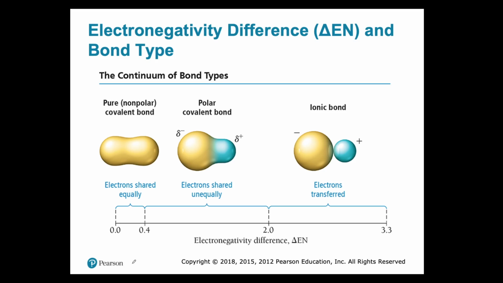Next, an electronegativity difference between 0.4 and 2 means that the electrons are shared unequally. It's a polar covalent bond. They're still shared, and it's still a covalent bond. And then last but not least, atoms that are ionically bonded to each other, like sodium chloride or lithium bromide, have electron transfer. It's not sharing of electrons, and it will have an electronegativity difference between 2 and 3.3.